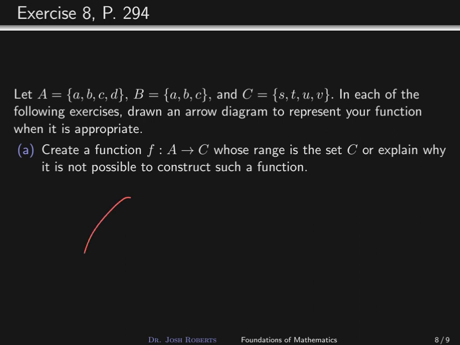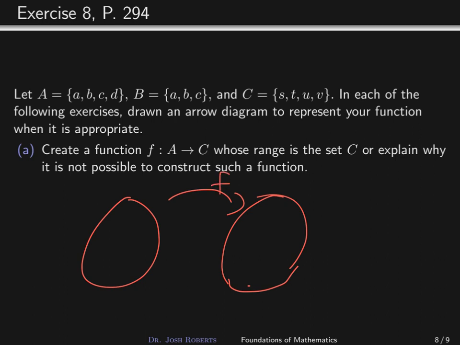So if you were drawing this, you would have A, you would have C, a function going between them, and then you have 4 points for the elements. A, B, C, and D. There we go. And you're going to have 4 points for C: S, T, U, V. And is it possible to have a function whose range is the set C?